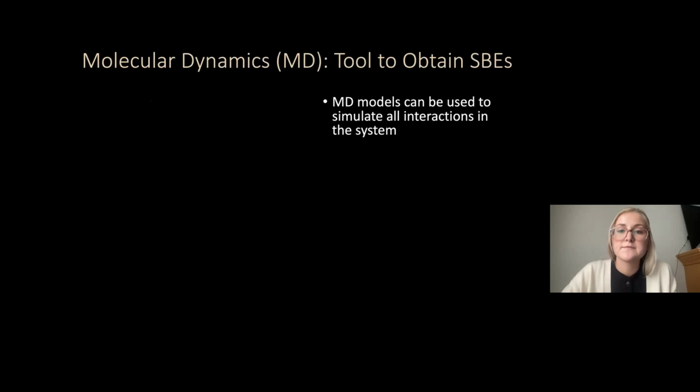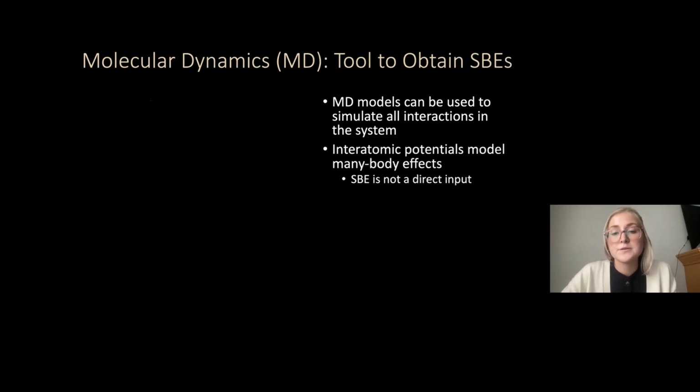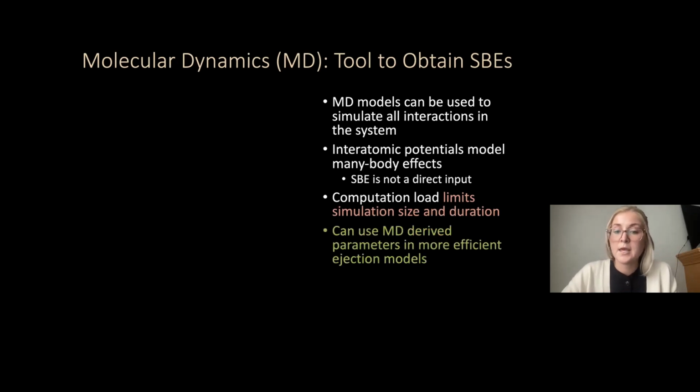Inspired by these questions, we developed a method to combine atomistic modeling with BCA models. So molecular dynamics, or MD modeling, is used on the atomistic scale to study all interactions in the system. We use interatomic potentials to study the many-body effects, which means that collisions do not need to be binary and the SBE is not a direct input. And while this is great, it limits the simulation size and duration. So we propose to use MD-derived parameters in more efficient ejection models.